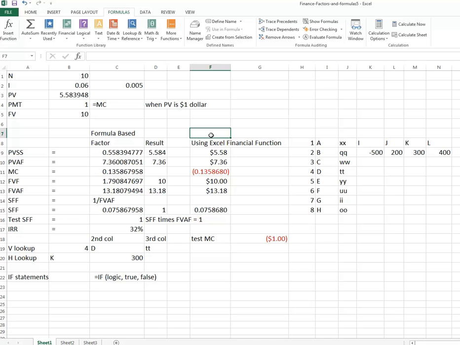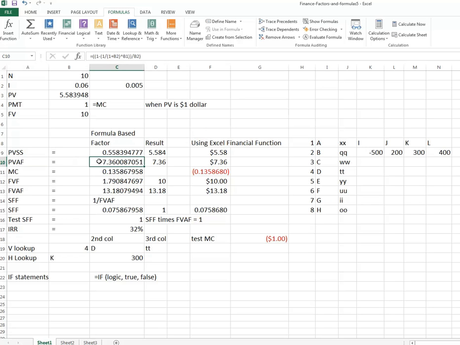Let's go ahead and look at the present value of an annuity factor. It's a little more complicated formula. This is the formula here, where you see again we have an interest rate compounded, but it's a slightly longer formula. We use the interest rate twice in this formula.